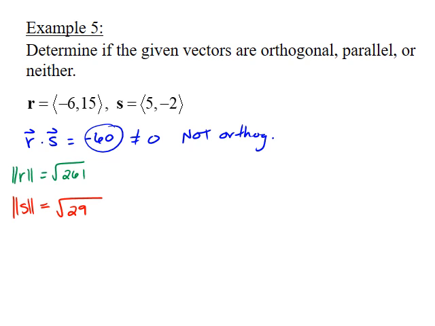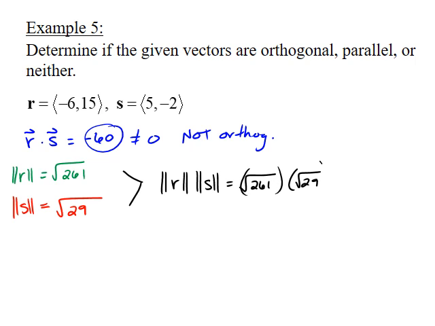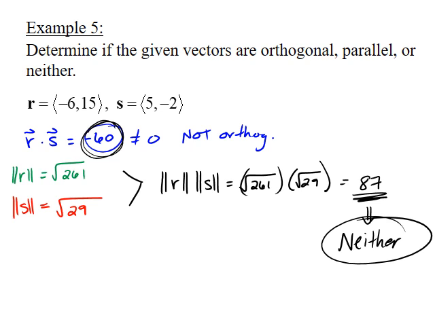Okay, so now I'm going to multiply these, which is the square root of 261 times the square root of 29. If I multiply these, I get 87. 87 is not -60 or the opposite of that. So this tells me that these two vectors are neither orthogonal nor parallel.